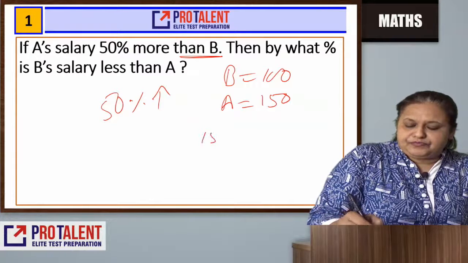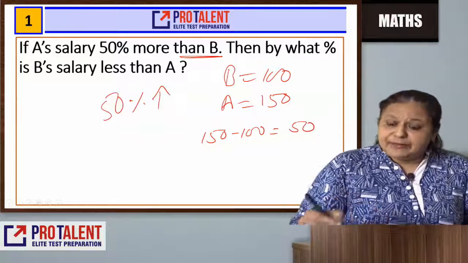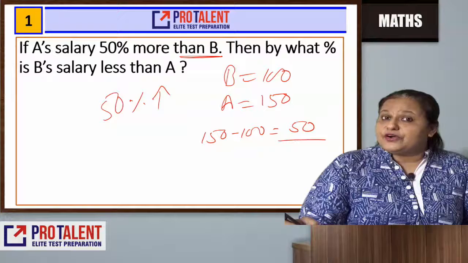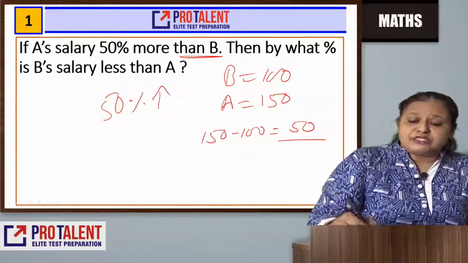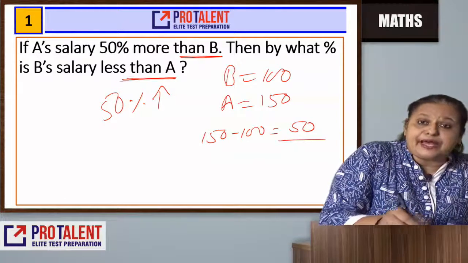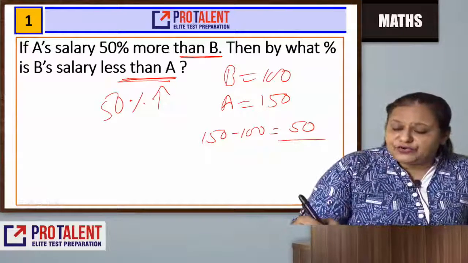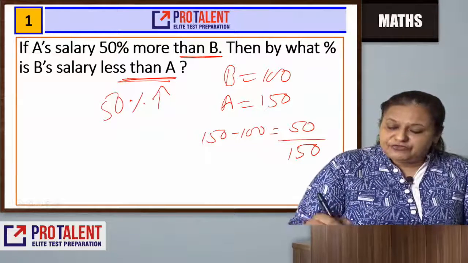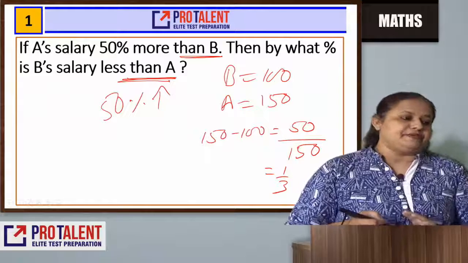150 minus 100, so a 50% difference is there. But here, in the denominator, we are going to write the value 150. Why so? Because the question is, by what percent is B's salary less than A? We are comparing it with A, and hence we write 150. 50 by 150, which is 1 by 3, which is nothing but 33.33%.